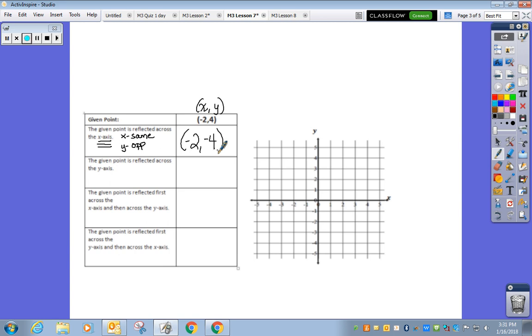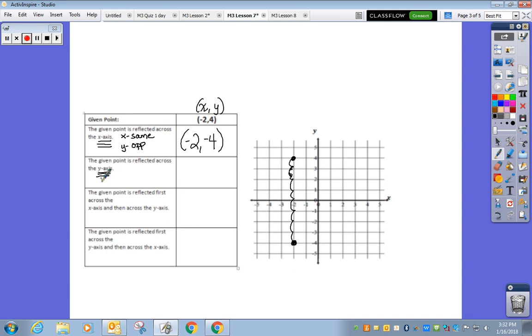So let's check it. Negative 2, positive 4 is here. If I'm reflecting across the x-axis, that's 1, 2, 3, 4 units away, so 1, 2, 3, 4 units away puts my point here, which is negative 2, negative 4, just as I have here. So I don't even need the coordinate plane to do these types of problems.